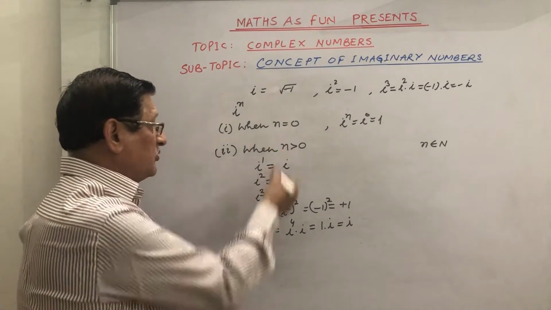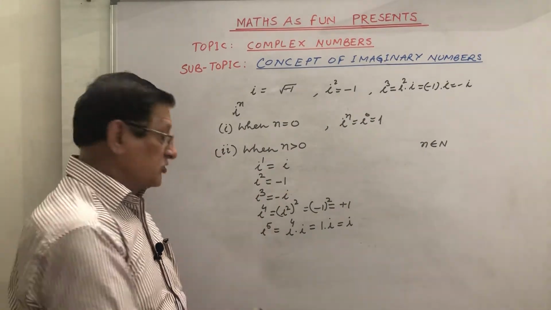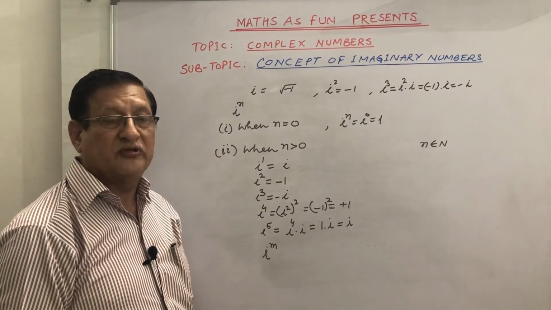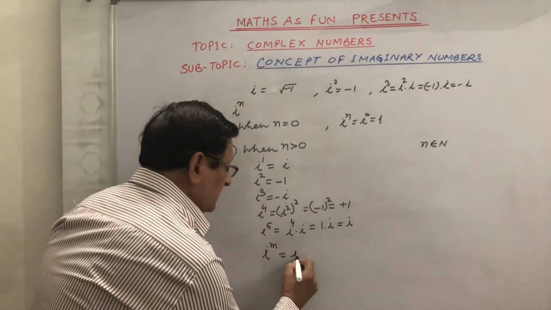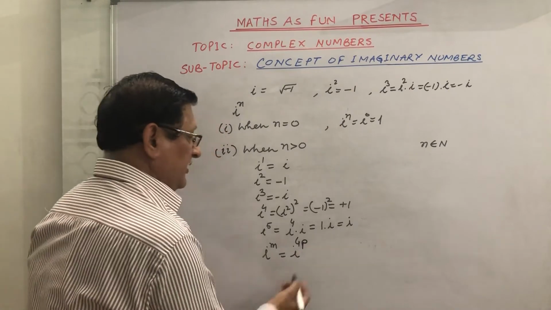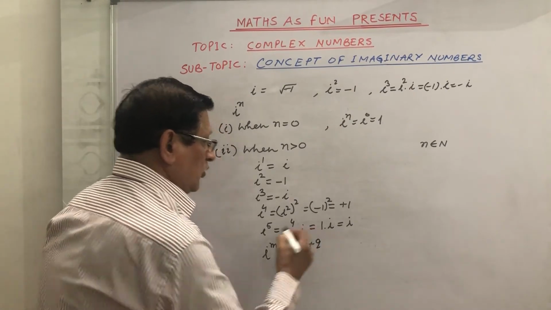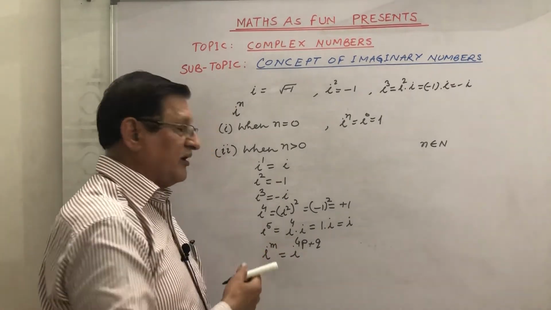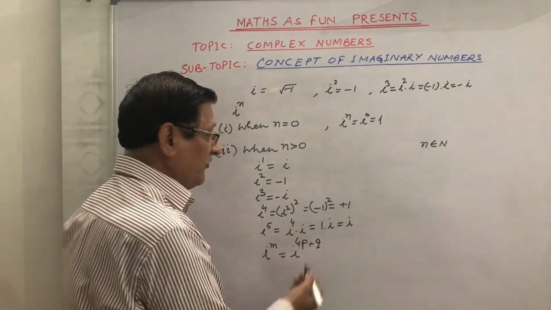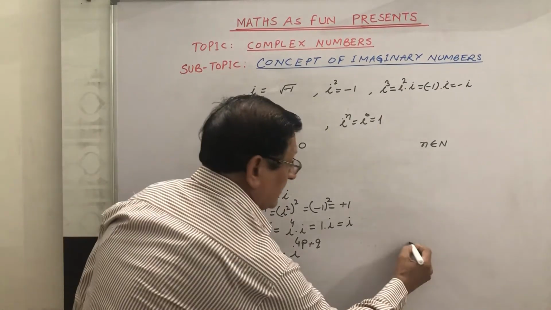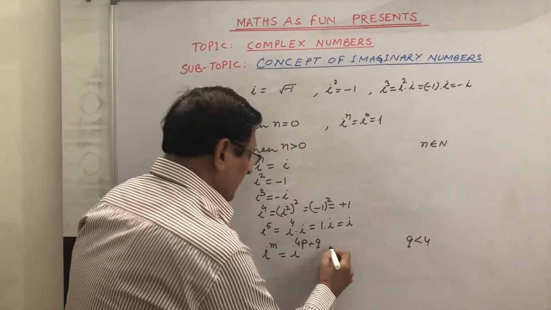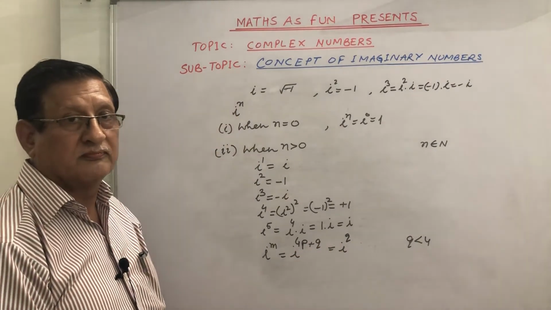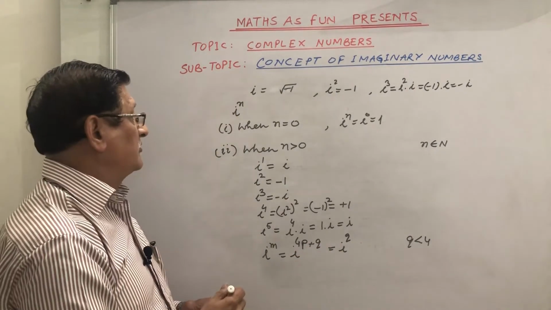So what can we say about this? In short, if we have any power of iota, and that can be written, suppose, as iota to the power 4p plus q, it means we have a multiple of 4, and then q is left, where q is less than 4. Then we can say it will be equal to iota to the power q. It must be clear to you.